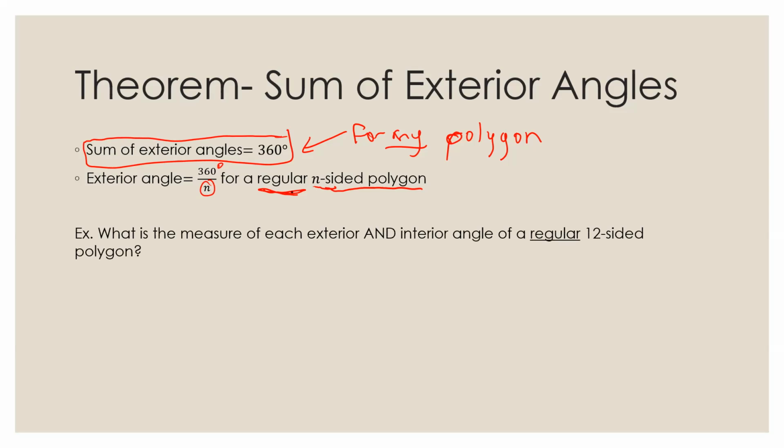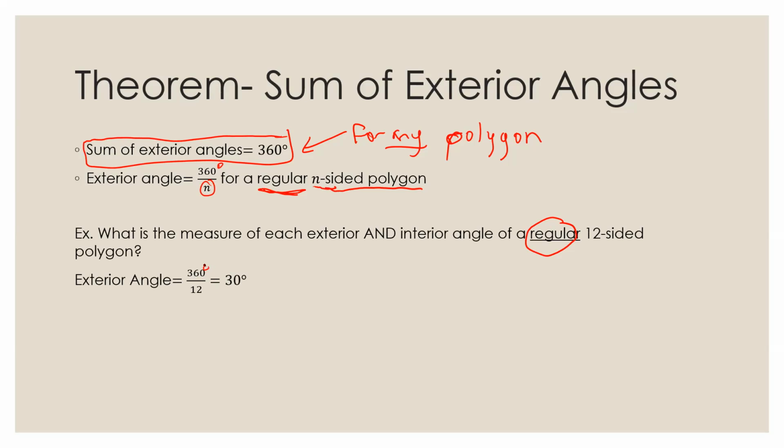So let's look at an example here. What is the measure of each exterior and interior angle of a regular 12-sided polygon? Well, there's actually two ways I can solve this. The first way I can solve this is I can actually solve for the exterior angle first. And again, I'm using this special little formula here because I am told that it is a regular 12-sided polygon. Regular meaning that all the sides are equal.